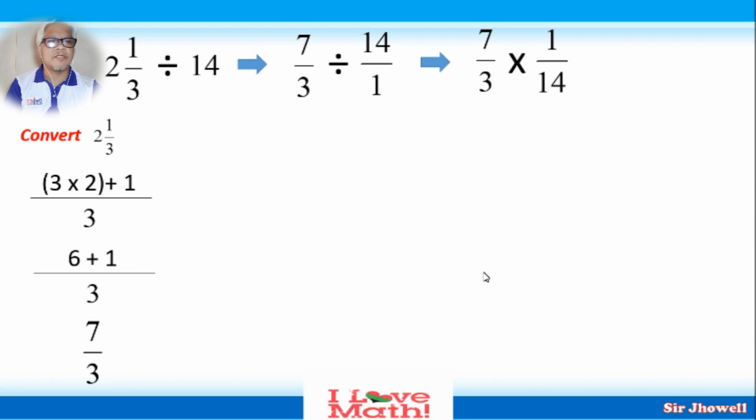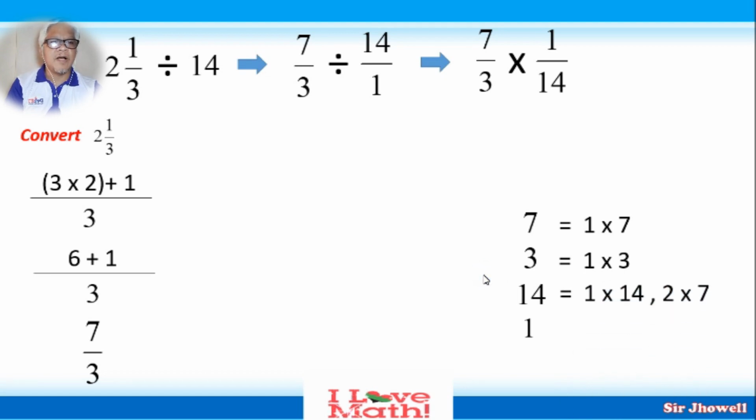So look at the given numbers. We have 7, 3, 14, and 1. So, syempre pa, sabi natin, factors of 7, 1 and 7. Factors of 3, 1 and 3. Factors of 14, 1, 14, 2, and 7. Factors of 1, 1. And of course, our A in this case is 7, B is 3, C is 1, D is 14. Our pattern, A over B, A over D, C over B, and C over D.